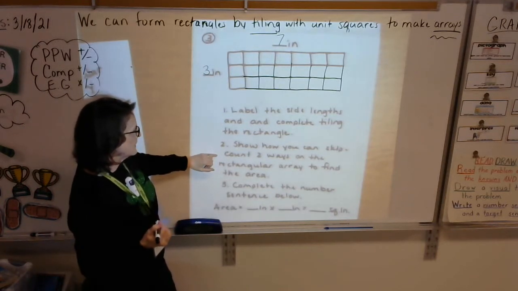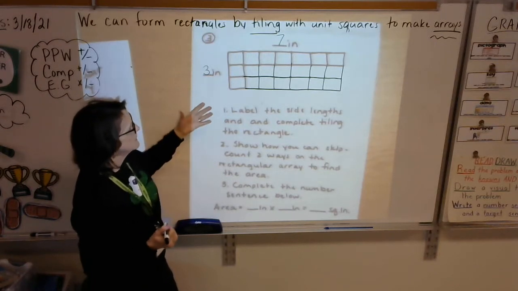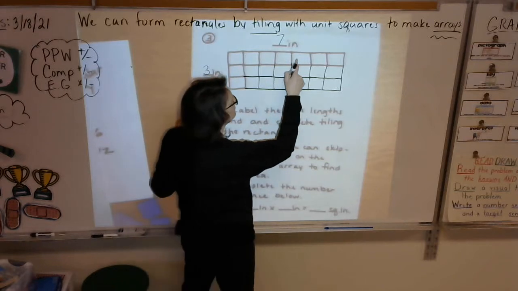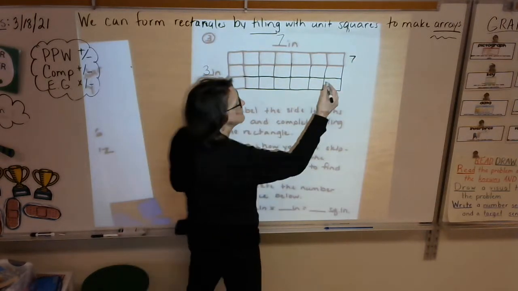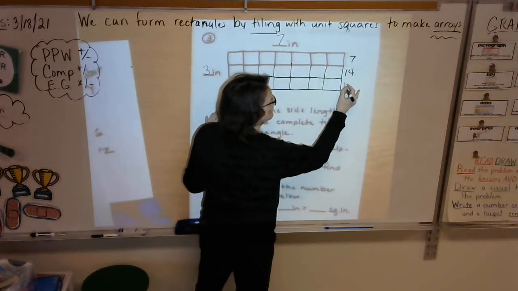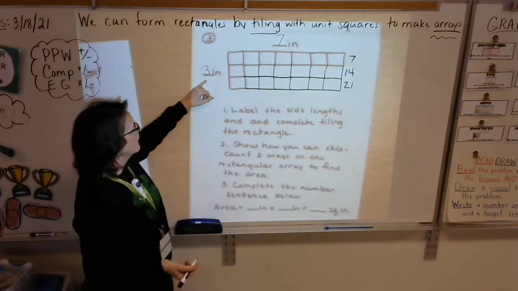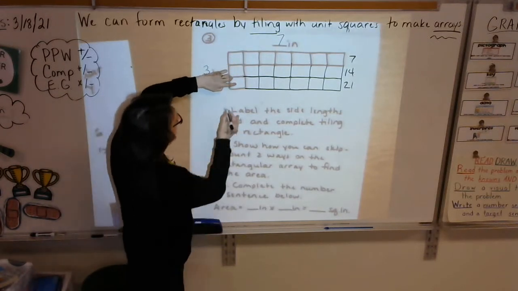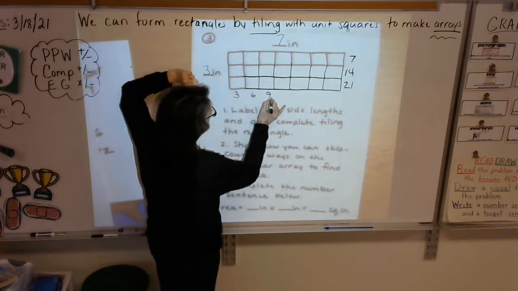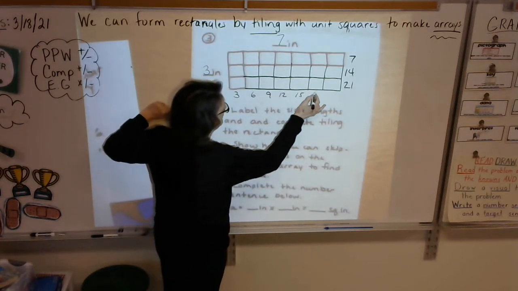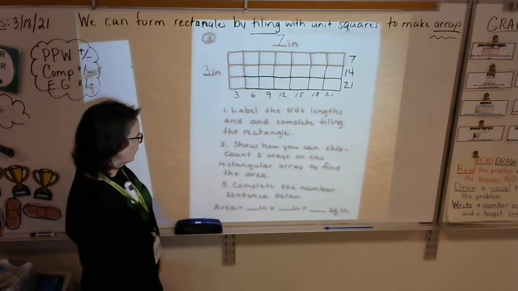Right? It says show how you can skip count 2 ways on the rectangular array to find the area. So one thing we can skip count by is 1, 2, 3, 4, 5, 6, 7. We can skip count by 7s. That's a side length. 7 plus 7 is 14, plus 7 more is 21. We could also skip count by 3s, can't we though? Because this is 1, 2, 3, 4, 5, 6. And if you know your skip counting, 3, 6, 9, 12, 15, 18, 21. So either way, we get a total of 21.